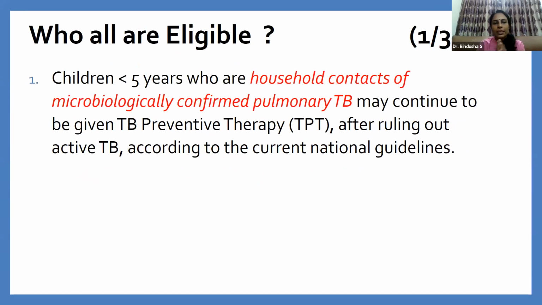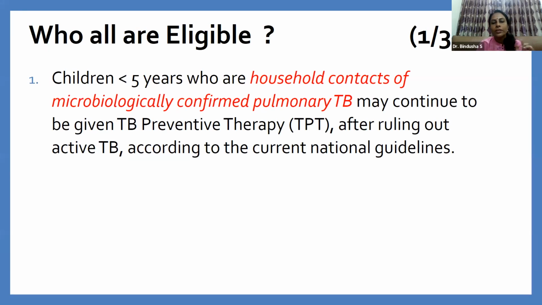Now we will see who are the children eligible for the latent TBI treatment. The first group is children less than 5 years who are household contacts of microbiologically confirmed pulmonary tuberculosis. These children, we were giving TB preventive therapy earlier also. They will continue to be given TB preventive therapy after ruling out active TB disease, according to the current national guidelines. Okay, so this group, we won't have any confusion.